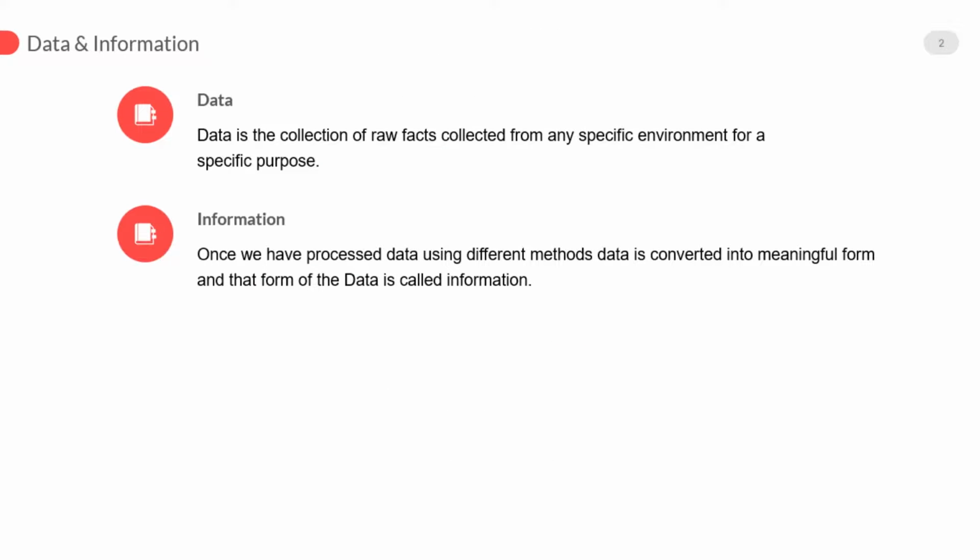Data and information. Data is the collection of raw facts collected from a specific environment for a specific purpose. Data in itself does not show anything about its environment. So to get the desired type of results from the data, we transform it into information by applying certain processing on it. Information: once we have processed data using different methods, data is converted into a meaningful form, and that form of data is called information.